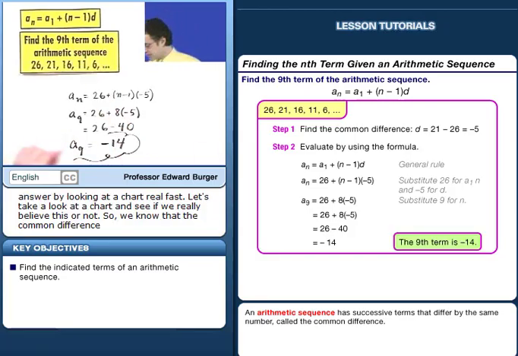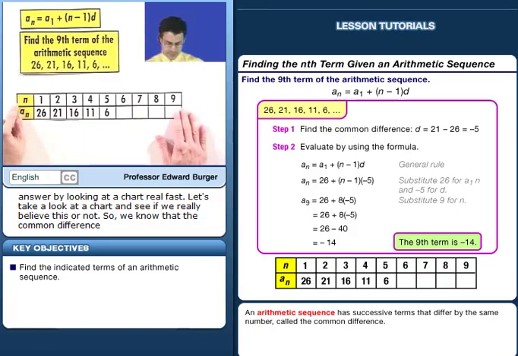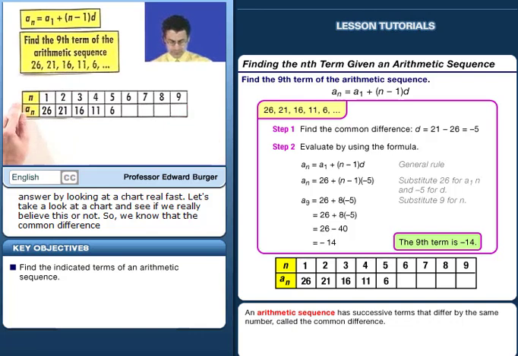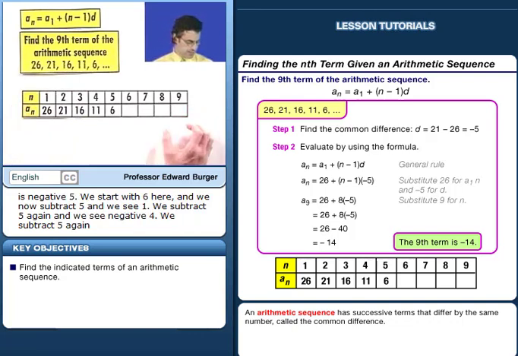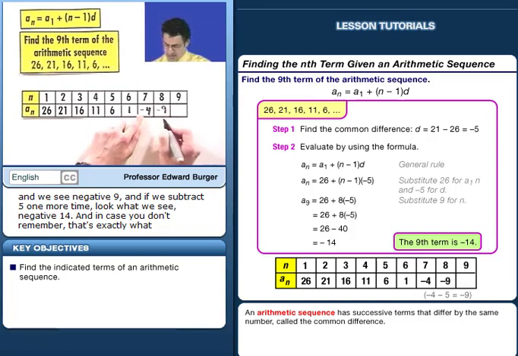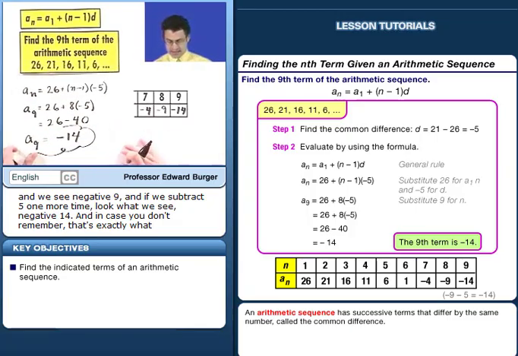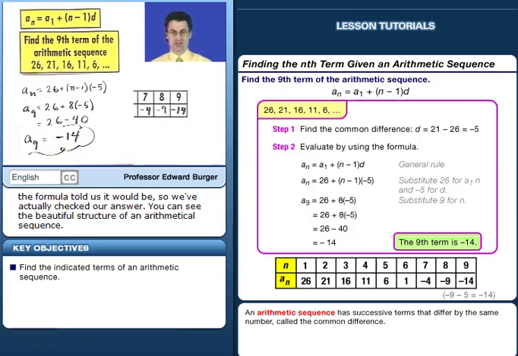We can actually check our answer by looking at a chart real fast. So let's take a look at a chart and see if we really believe this or not. We know that the common difference is negative 5. So we start with 6 here, and we now subtract 5, and we see 1. We subtract 5 again, and we see negative 4. We subtract 5 again, we see negative 9. And if we subtract 5 one more time, look what we see, negative 14. And in case you don't remember, that's exactly what the formula told us it would be. So we've actually checked our answer.